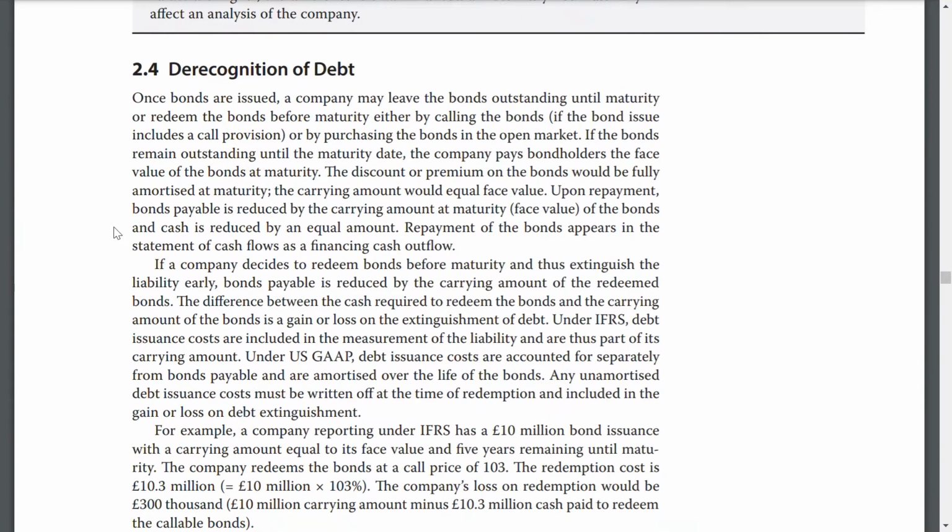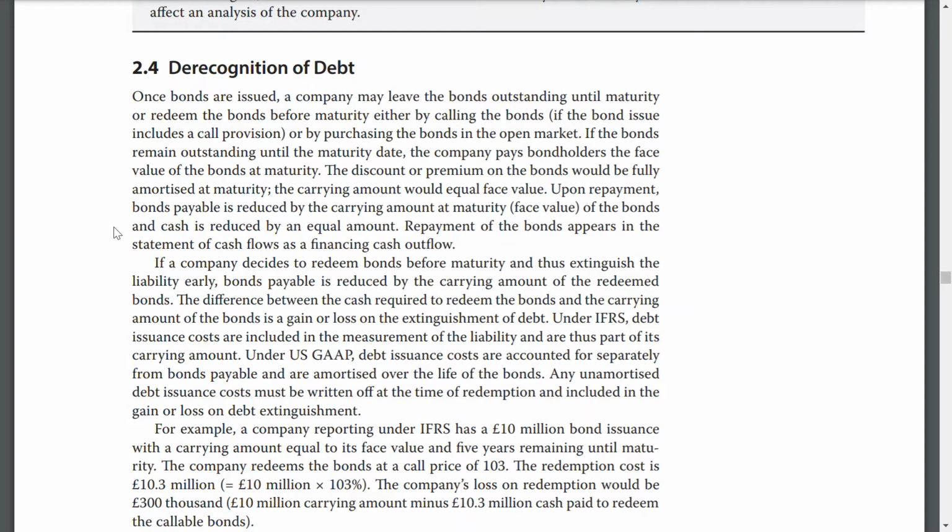Recognition of debt on bonds. Once bonds are issued, a company may leave the bonds outstanding until maturity or redeem the bonds before maturity, either by calling the bonds or purchasing the bonds in the open market. If the bonds remain outstanding until the maturity date, the company pays bondholders the face value of the bond at maturity. The discount or premium on the bonds would be fully amortized at maturity. The carrying amount will equal the face value. Upon repayment, bonds payable is reduced by the carrying amount at maturity of the bonds, and cash is reduced by the equal amount. Repayment of bonds appears in the statement of cash flows as a financing cash outflow.